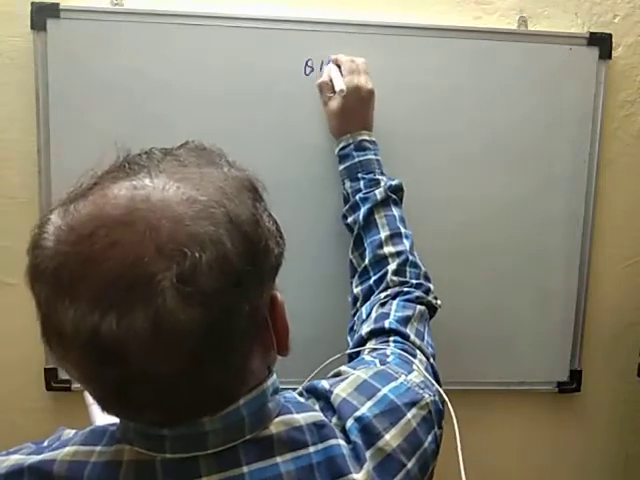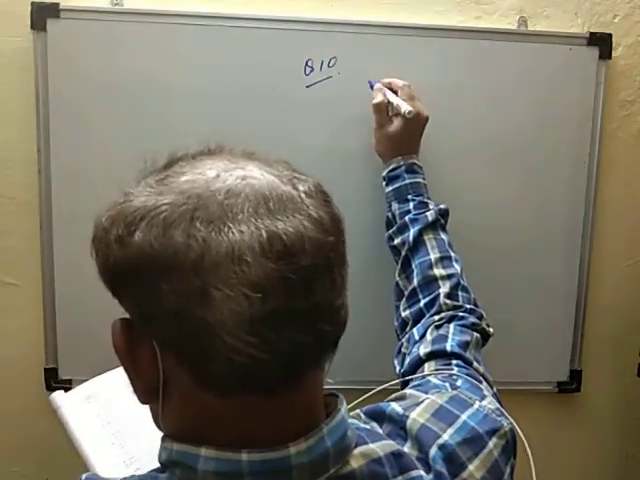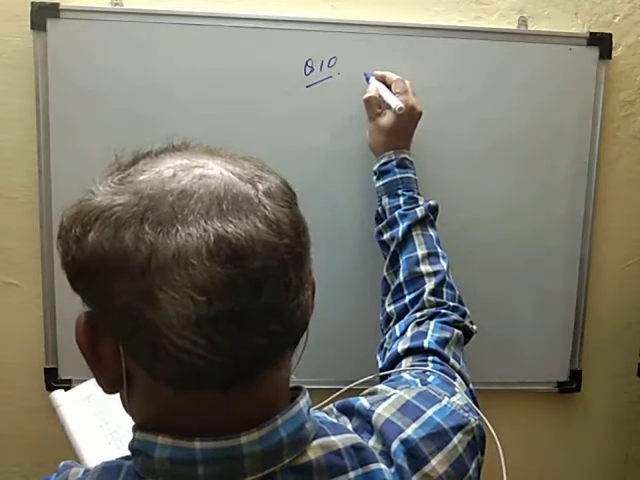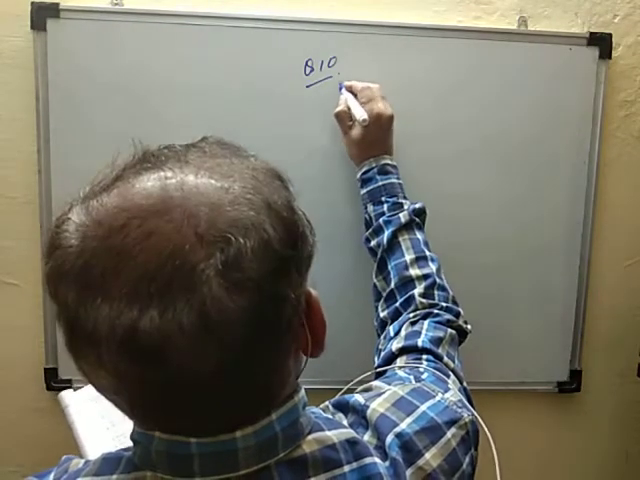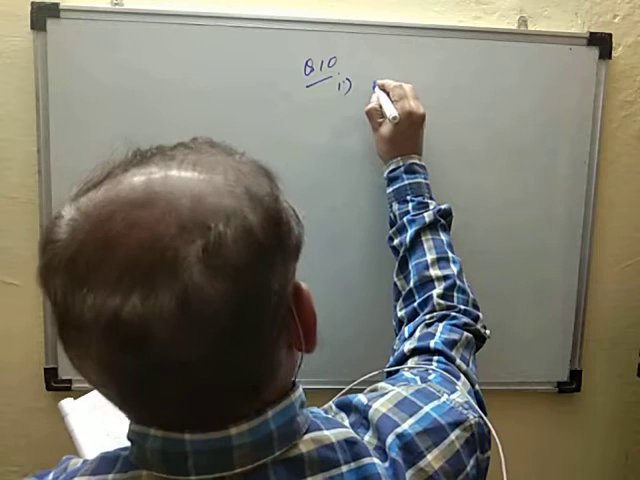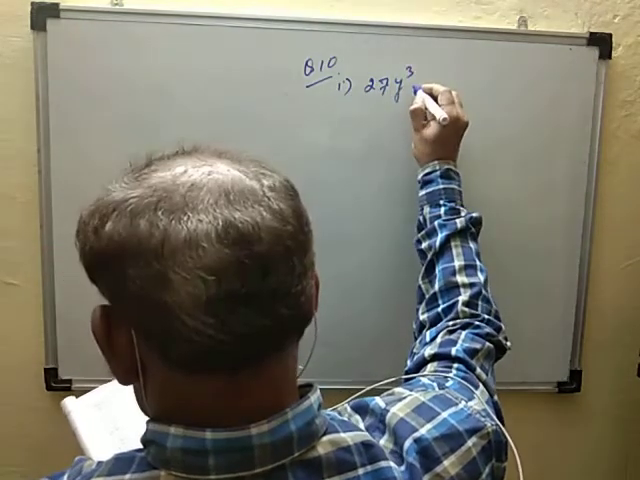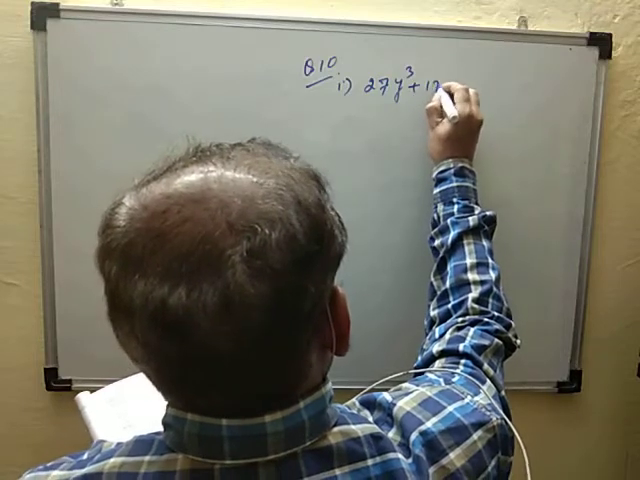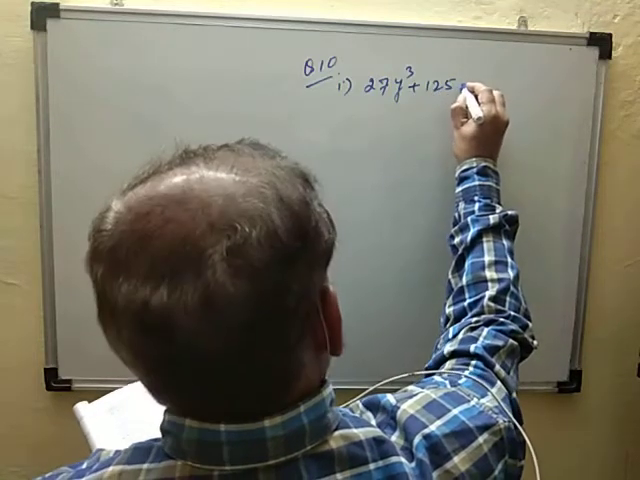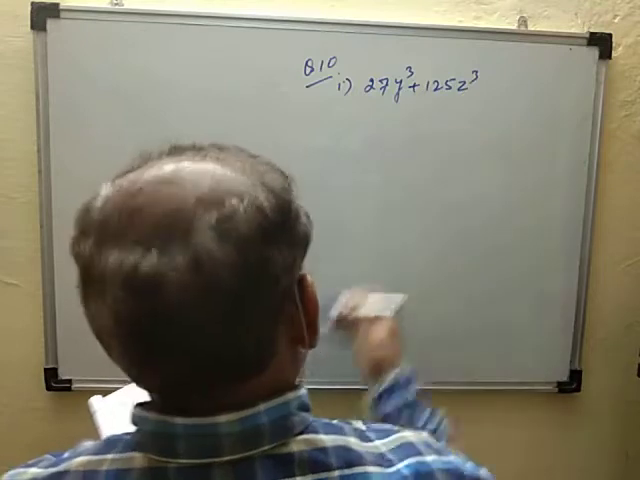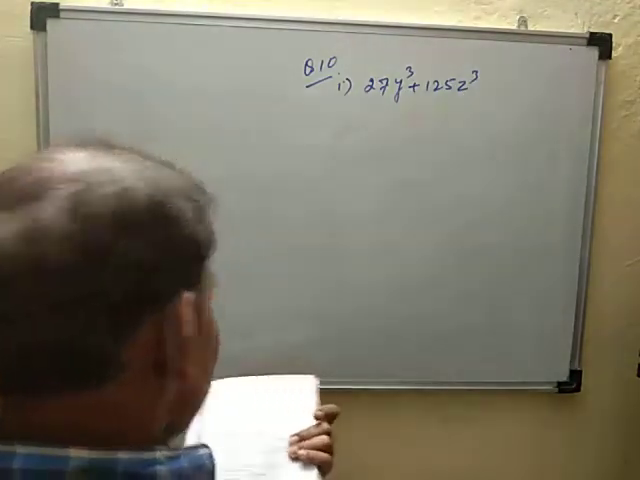Question number 10, first part and second part. Suppose the first part: 27y cube plus 125z cube. Factorize.